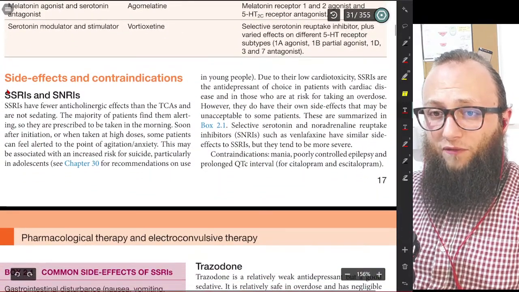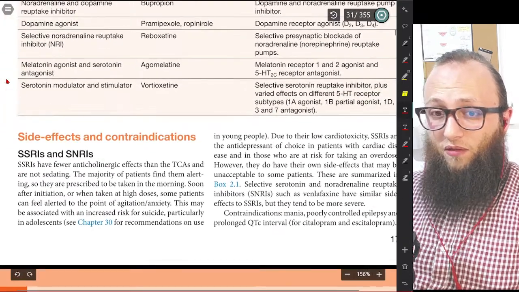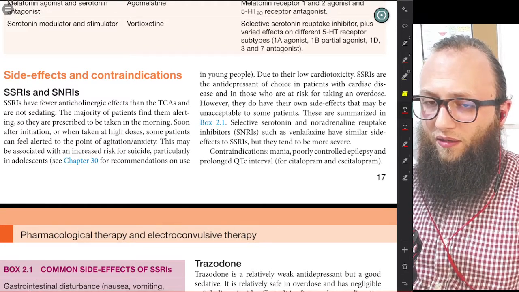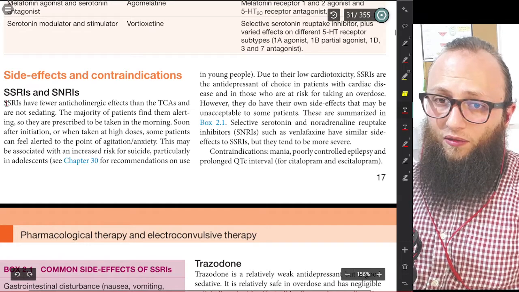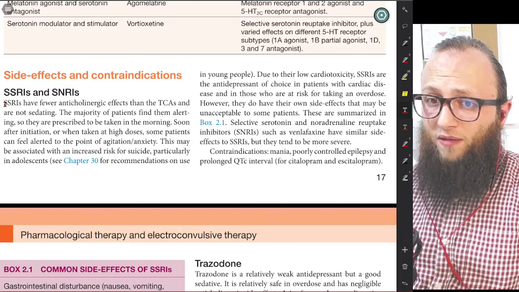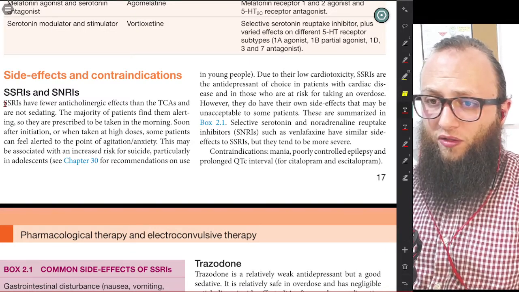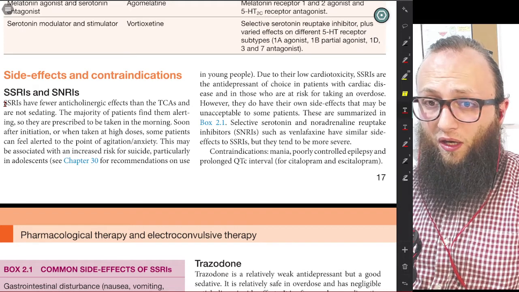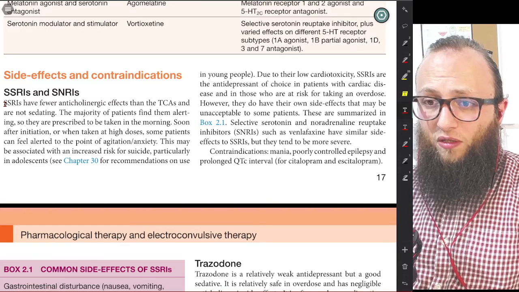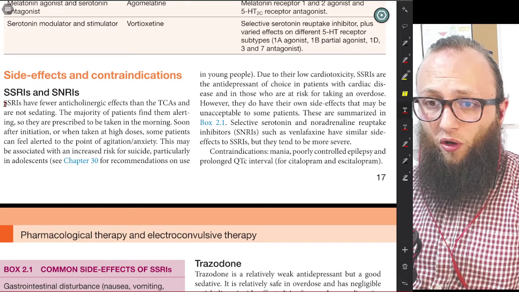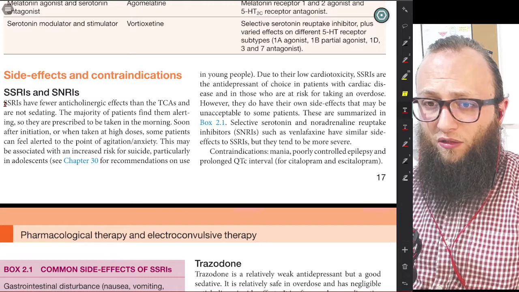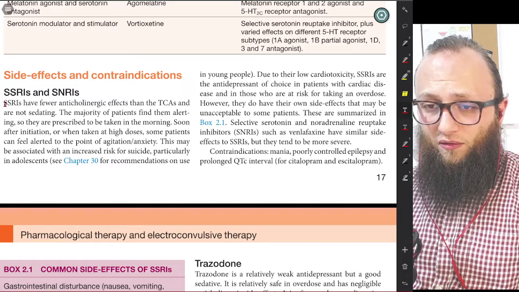Let's talk about some side effects and contraindications. Let's start with SSRIs and SNRIs. SSRIs have fewer anticholinergic effects than tricyclic antidepressants and are not sedating. The majority of patients find them alerting, so they are prescribed to be taken in the morning. Soon after initiation or when taken at high doses, some patients can feel alerted to the point of agitation or even anxiety. This may be associated with an increased risk for suicide, particularly in adolescents.